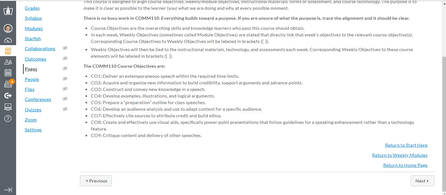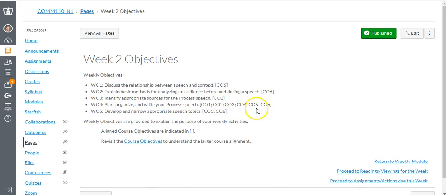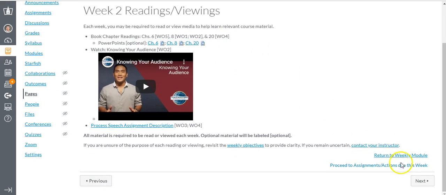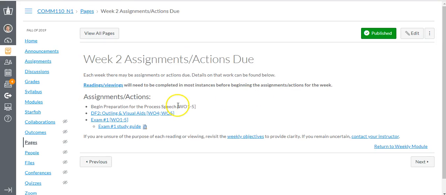And all of those course objectives then tie to these weekly modules, and those weekly modules then tie back into the readings and the viewings, and all of those things are tied to the weekly modules as well. Similarly, those weekly module objectives are tied to the assignment objectives that are here.